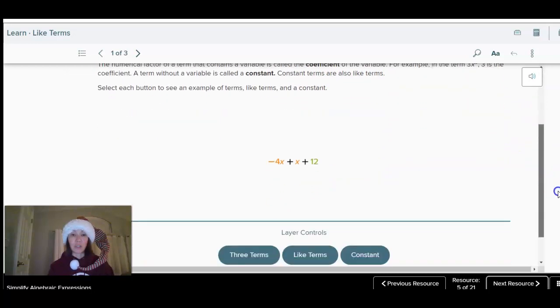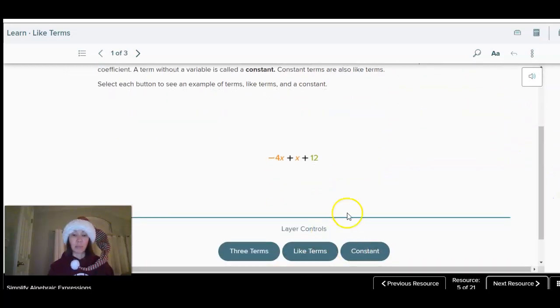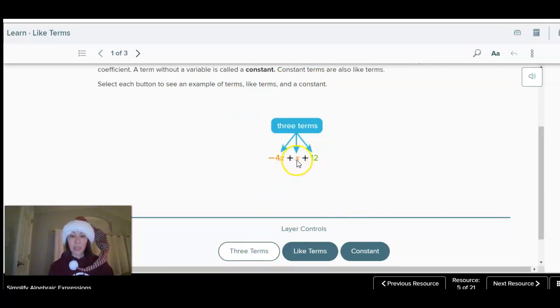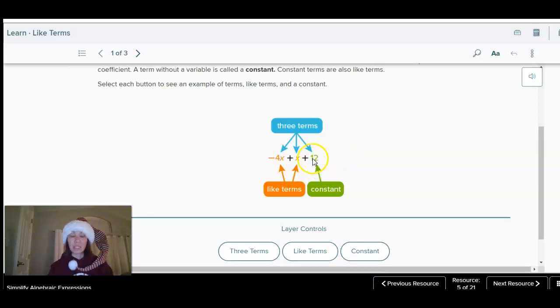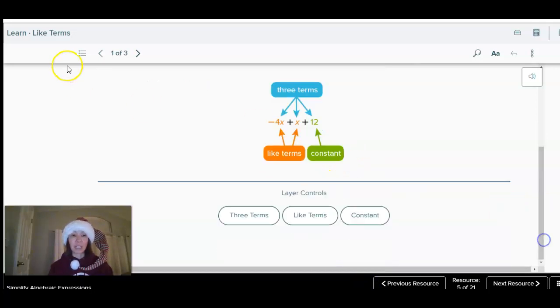So let's just look at a few examples of terms, like terms, and constants. So in this case, we have 3 terms. Terms are separated by addition or subtraction. So this is a term, this is a term, and this is a term. Then like terms would be these two because they both have x to the first power. And this number 12, it doesn't have a variable. That is what we call a constant.